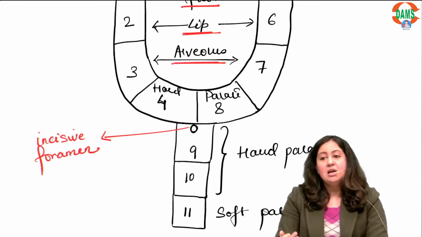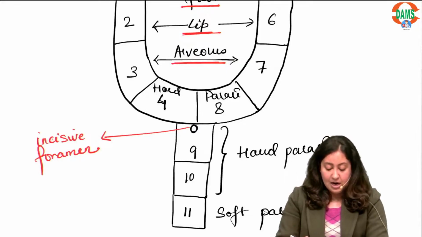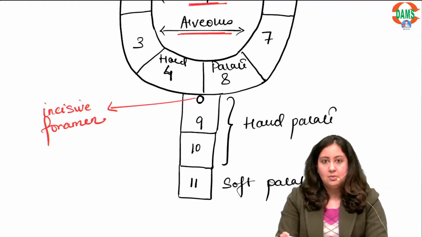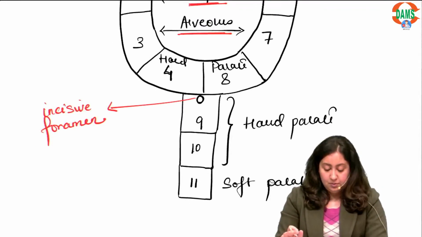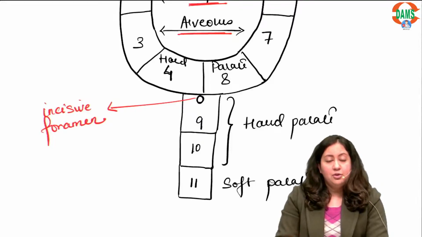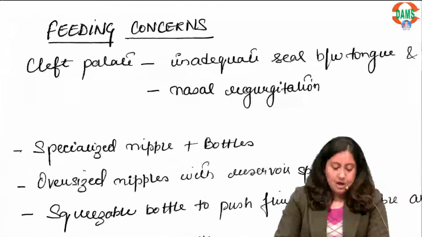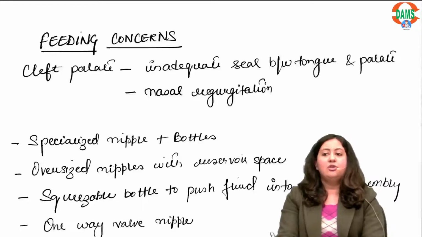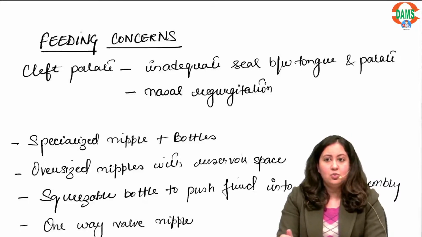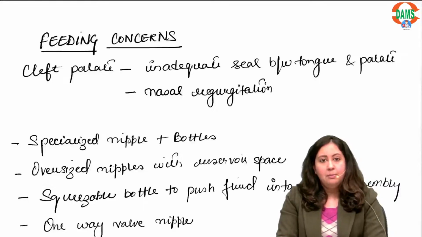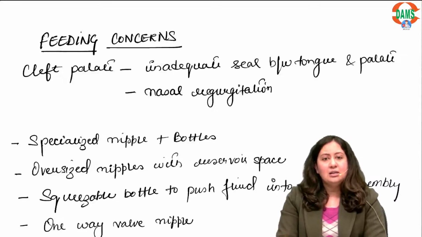And 9, 10 again represent your hard palate, but the one posterior to the incisive foramen, and 11 represents your soft palate. All right, so these are the few classifications that you need to keep in mind. Now obviously there's a cleft lip and a palate patient, so we have some feeding concerns. Now if there is an isolated cleft lip patient, there won't be much feeding concerns. All right, the feeding concern is only going to be present in a cleft palate patient.